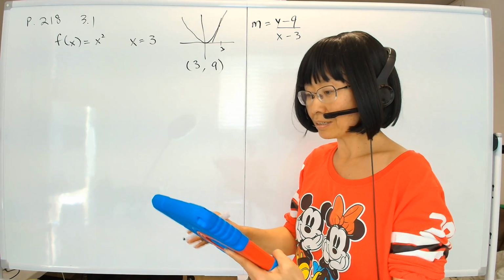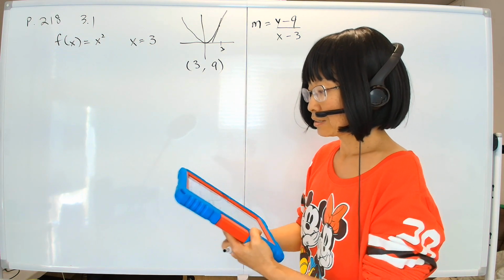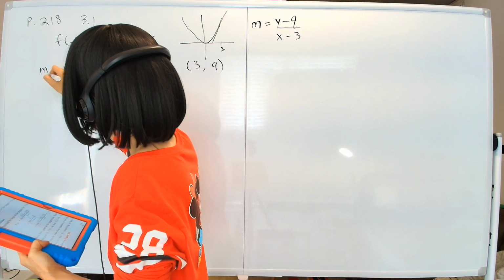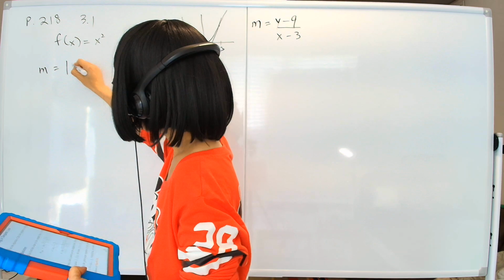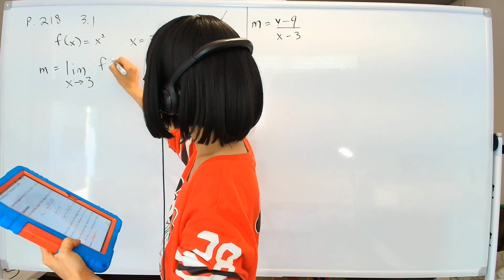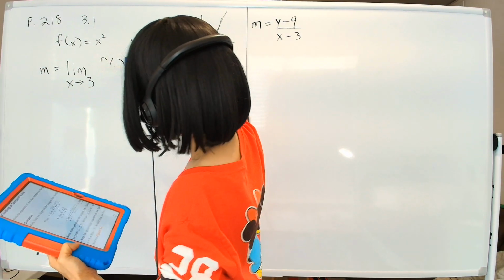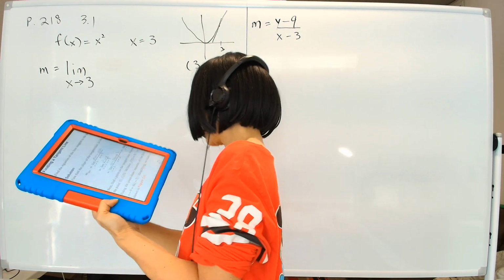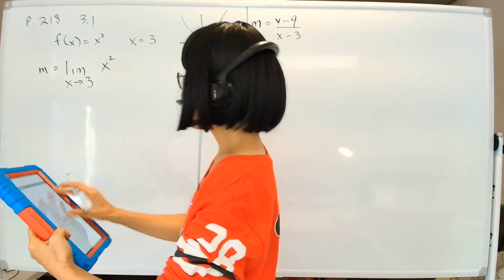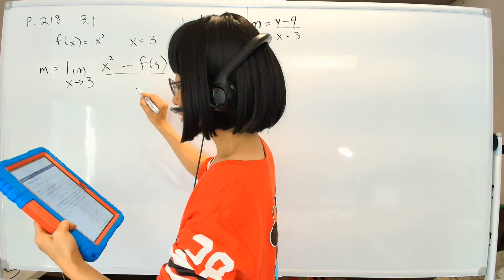And to find m, we follow the definition of the slope of the tangent at some point x equal to 3. It equals the limit as x approaches 3 of f of x, which is x squared, minus f of 3, divided by x minus 3.